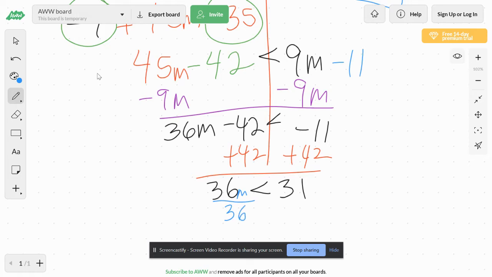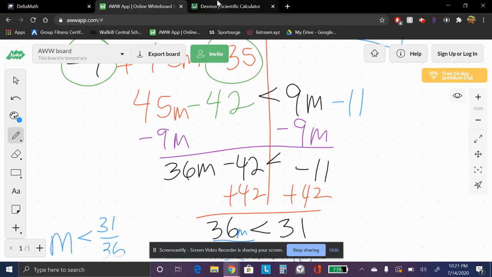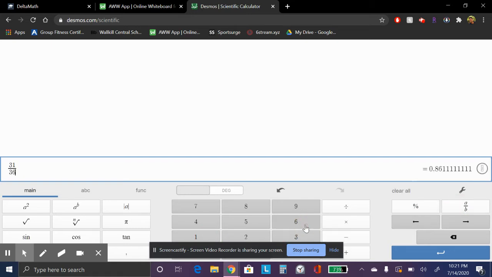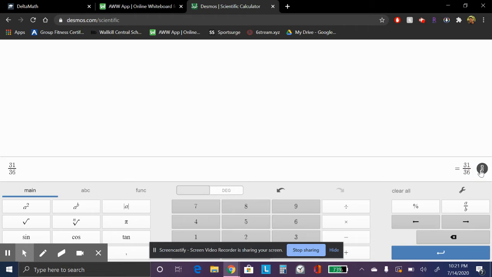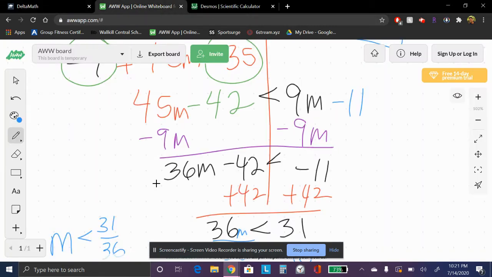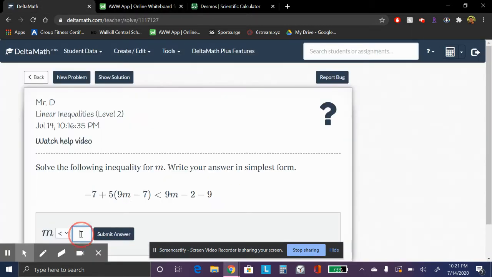Divide both sides by 36. You get a fraction here. m is less than 31 over 36. But I want to see if I can simplify that. So what I'm going to do is use my Desmos calculator to simplify that for me. 31 fraction bar 36. And let's see. Okay, so that is fully simplified. I don't have to simplify that any further. So it is less than 31 divided by 36.